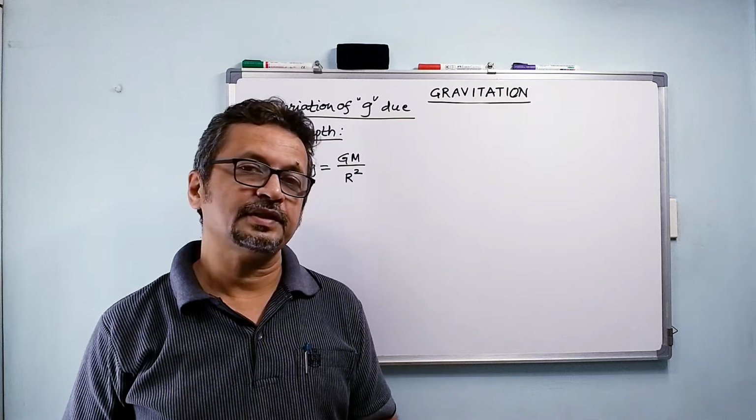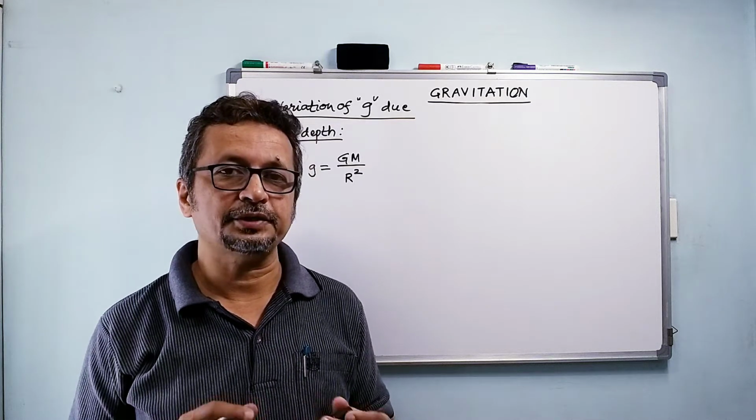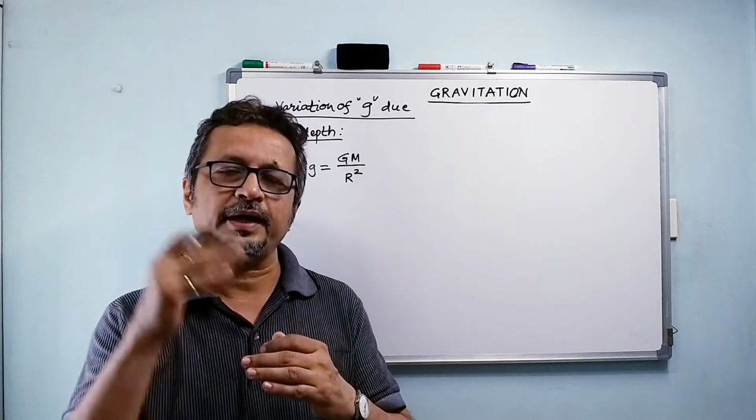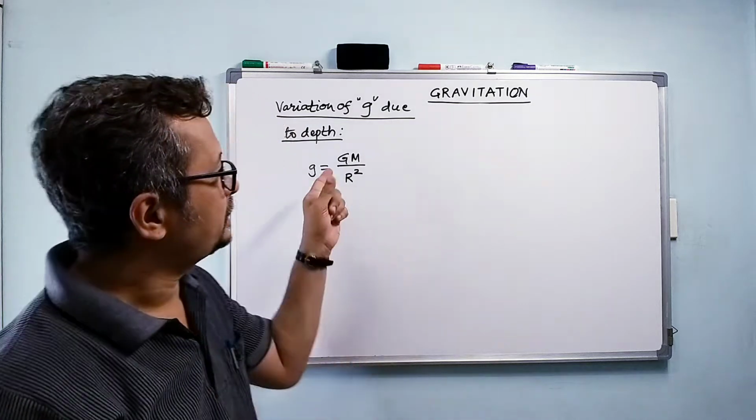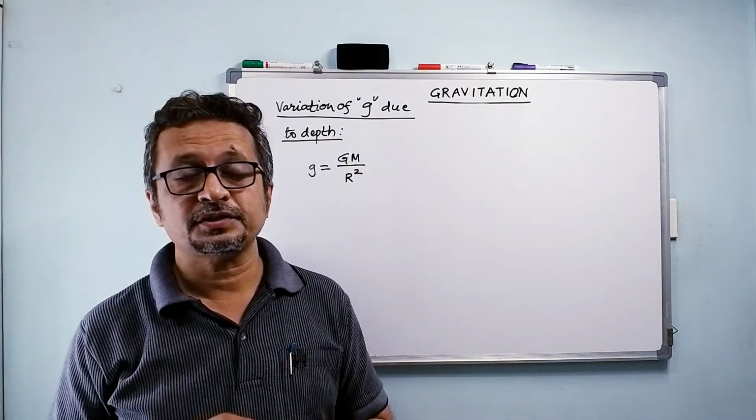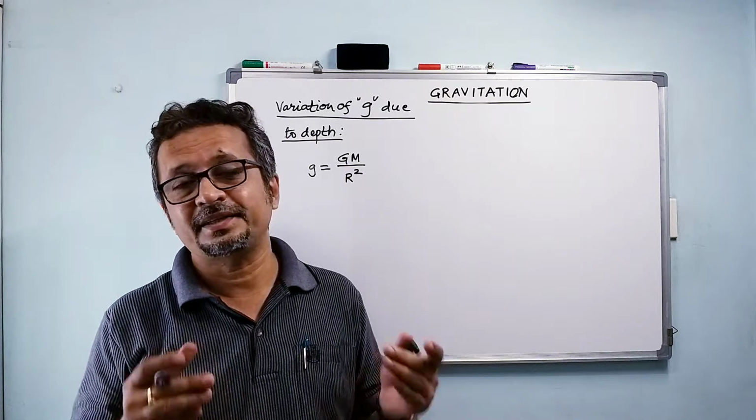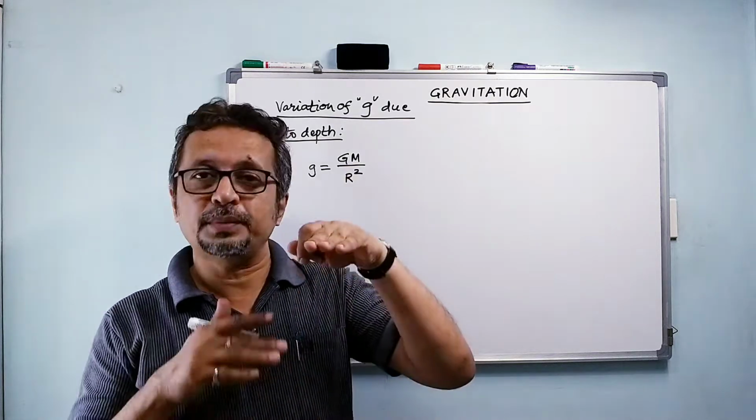In the last video, we have seen variation of g due to altitude. So, altitude is height above the Earth's surface. Now, here we will discuss variation of g due to depth. Now, when I say depth, that means I am going below the Earth's surface.